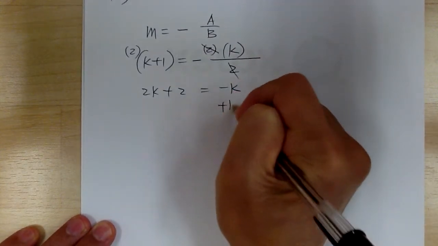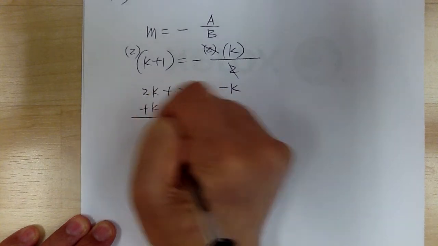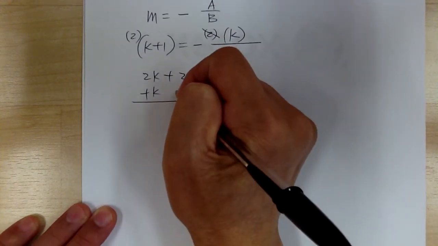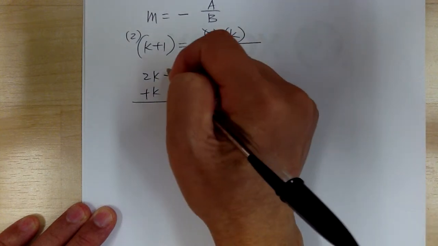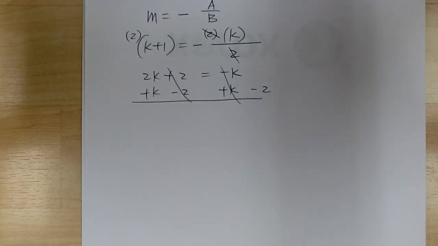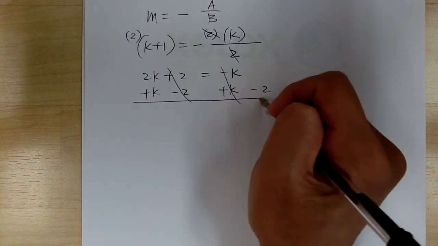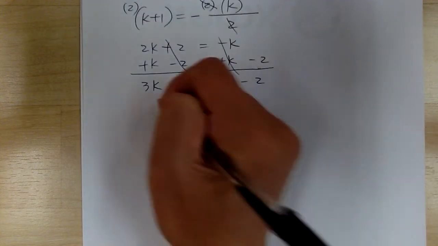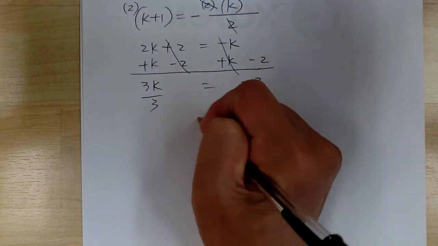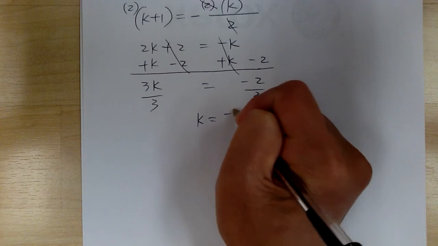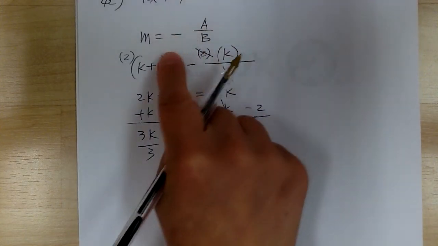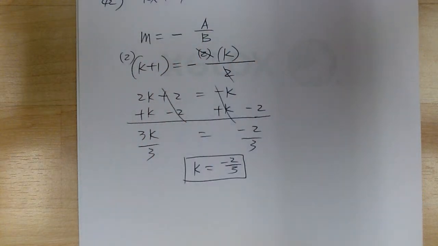And I'm going to plus k. So this will cancel out. And I'm going to move the number to the other side. So -2, so this will cancel out. Again, to solve, you want to have variable on one side and the number on the other side, right? So you get 3k equal to -2, divided by 3, so k equal to -2 over 3. So again, if they give you equation, you use the m equal to negative a over b.